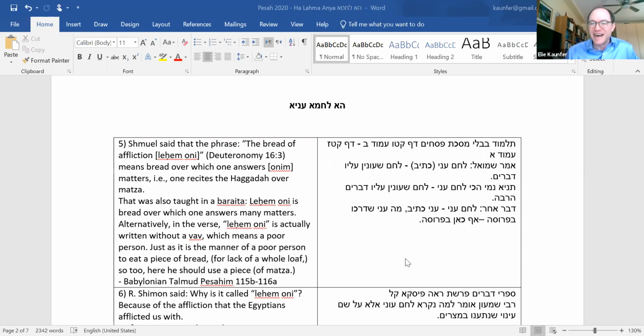This is the thing that we recite the Haggadah over. So lechem oni is not, in Shmuel's interpretation, bread of affliction, but rather the bread over which we talk about things, we answer, we speak, we respond. A baraita in Yerushalmi is an old tradition that says the same thing: lechem she'onin alav devarim harbe. Many things we say around this bread.